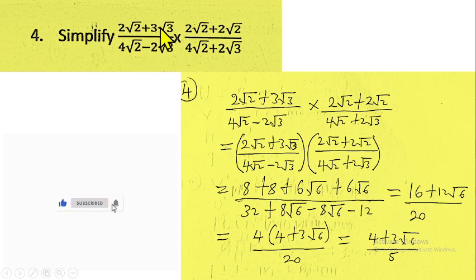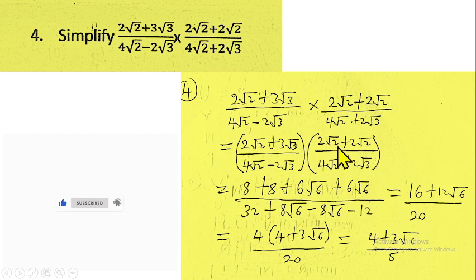So you have to simplify this surd. This divided by this, multiplied by this, divided by this. Like I said, this surd is multiplying this surd. This is multiplying this as well. That is what you are having there.